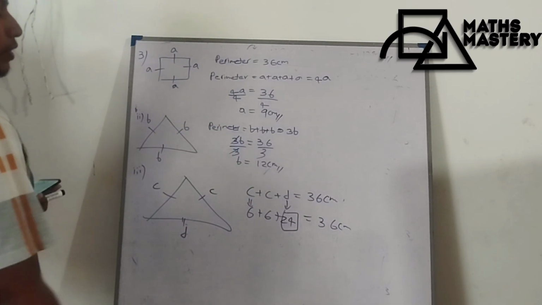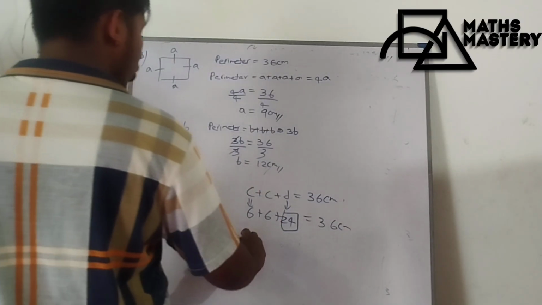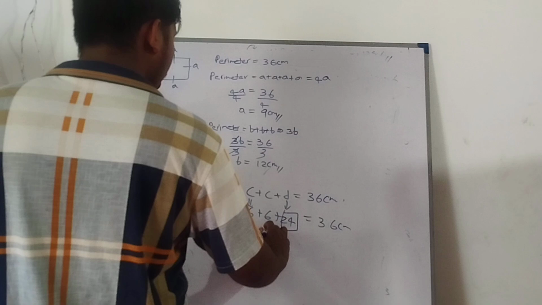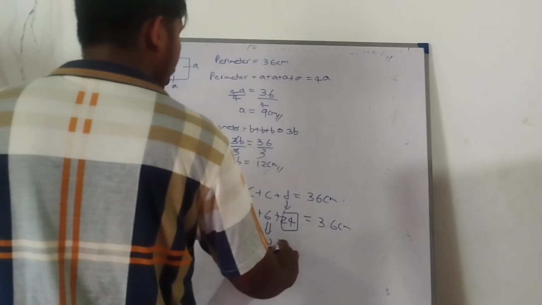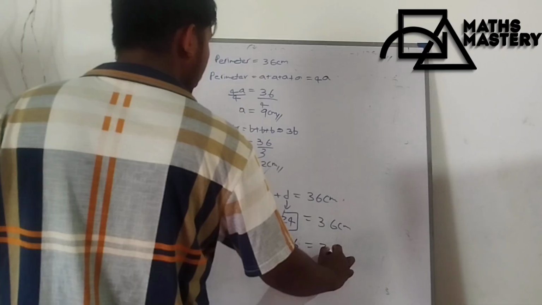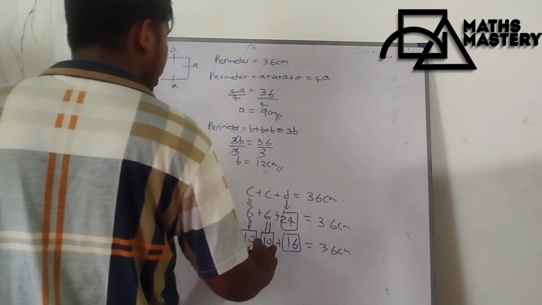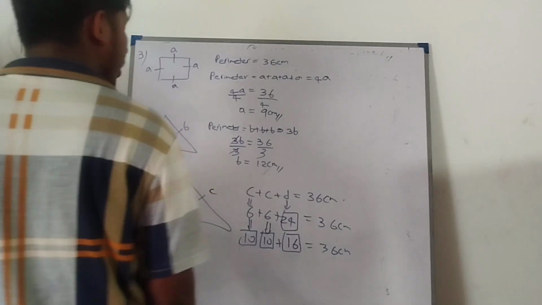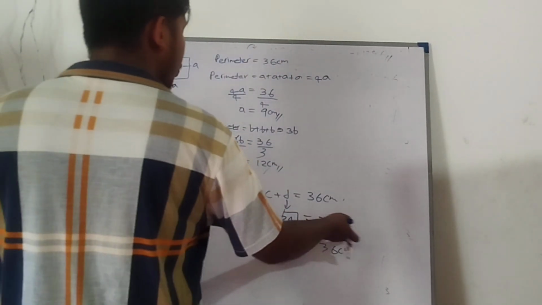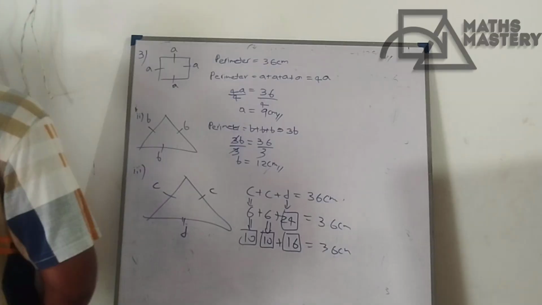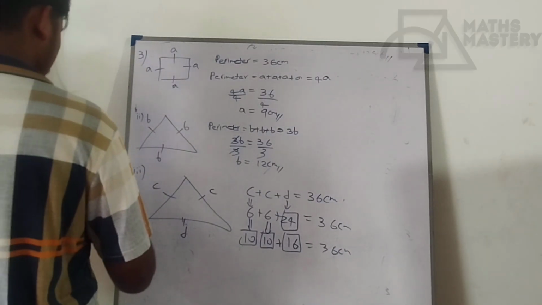Another student can ask, can I put 10? Yeah, no problem. You can put 10 here, another 10 here. So 10 plus 10 is 20. If you put another 16 here, you'll get the same answer, 36 centimeters. But whatever value you put, make sure these two values are equal. The other value can be any other number, but the summation should be equal to 36 centimeters. Okay, let's go to the next question, Roman number 4.